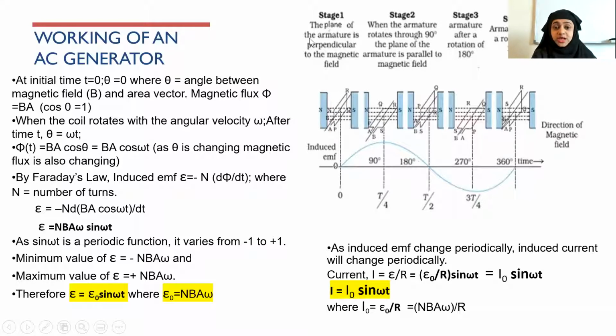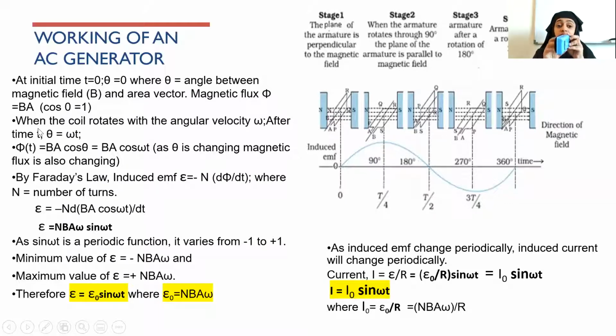Stage 1. The plane of the armature is perpendicular to the magnetic field, which means the magnetic field is like this. Suppose here you have the North Pole and here you have the South Pole. So the magnetic field is coming in this direction. The area vector is also in the same direction. So initially, that is when time is equal to 0, theta is equal to 0. And theta is the angle between the magnetic field and the area vector. So magnetic flux phi is equal to BA because cos 0 is 1.